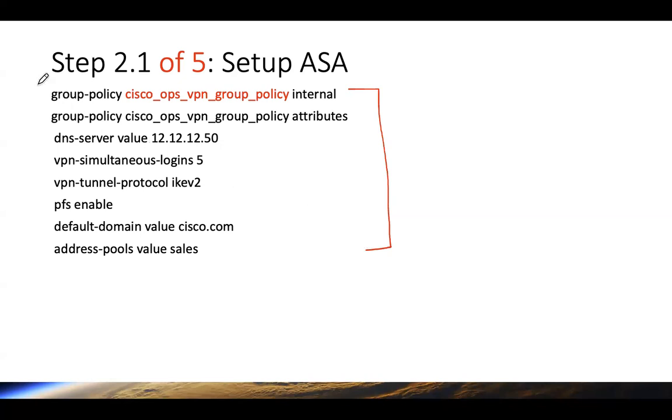So that's one of the VPN profiles which is used by the VPN endpoints to connect to the VPN. So you can see we have configured the DNS server, IKEv2 tunneling protocol, Cisco.com, and the address pool for the VPN endpoints.